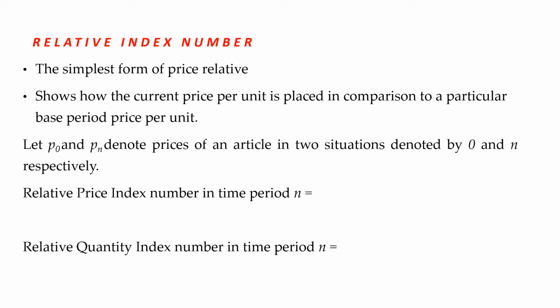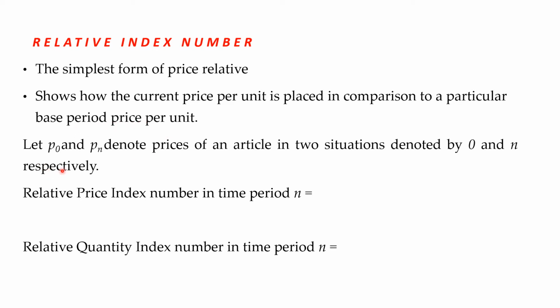Now we will see the first type of index number, which is relative index number. This relative index number is the simplest form of price relative, and it shows how the current price per unit is placed in comparison to a particular base period price per unit.